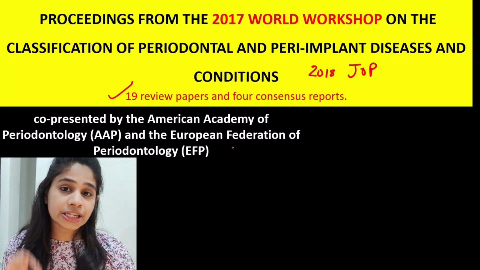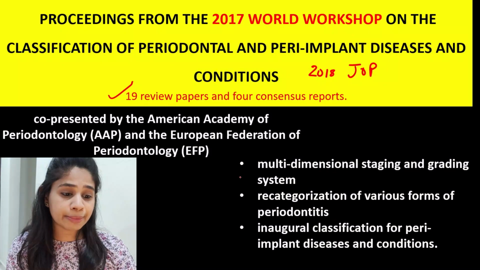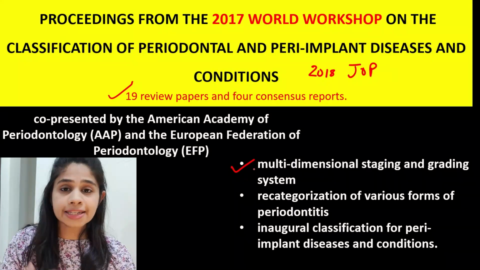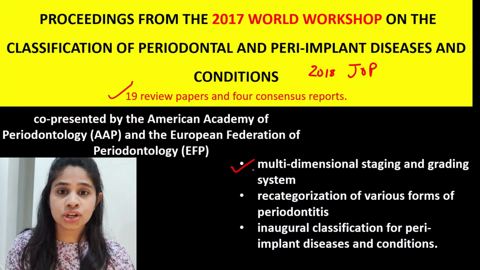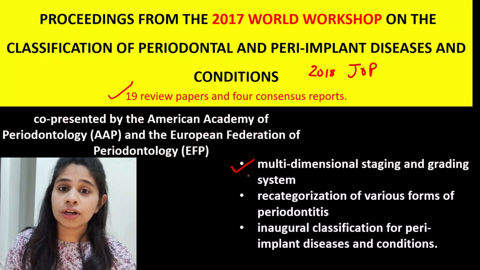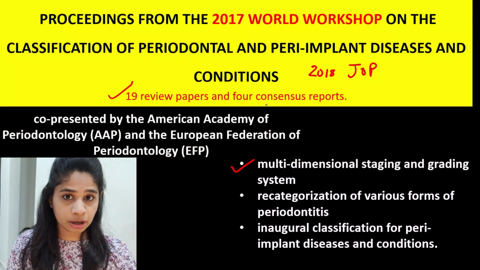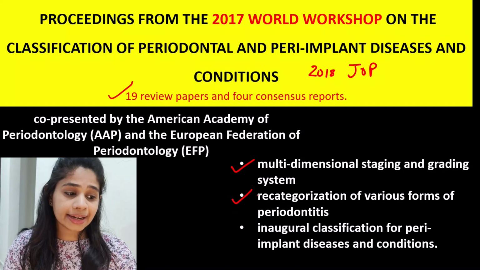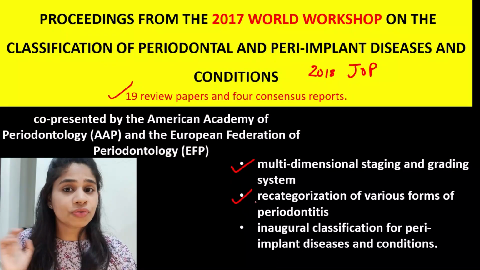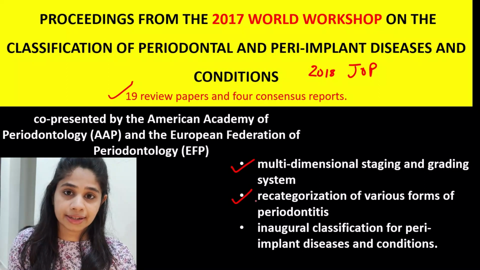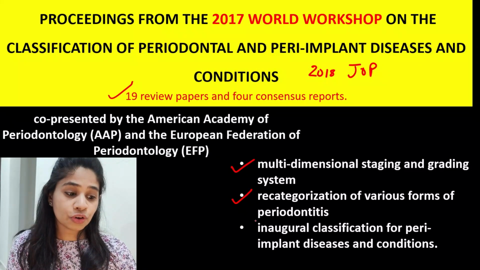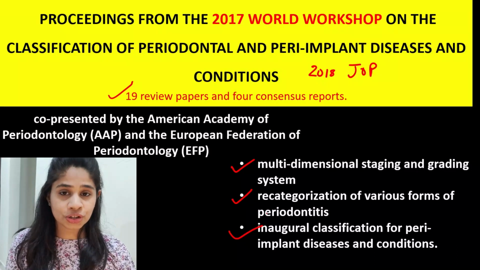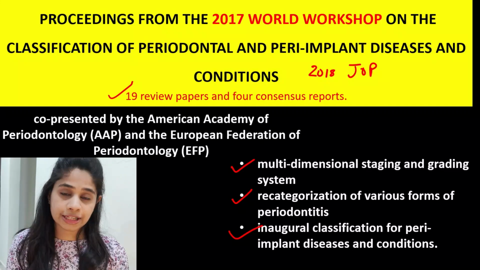The unique feature of this particular classification system was the multi-dimensional staging and grading system. Now, if we look at conditions associated with oncology and other cancer conditions, these conditions are staged and graded. In a similar fashion, the periodontal diseases were also staged in this classification system. There was recategorization of various forms of periodontitis. We are familiar with chronic and aggressive periodontitis. These diseases were recategorized in this classification system, and ultimately there was an introduction of classification for the peri-implant diseases and conditions. So let's discuss this classification in detail.